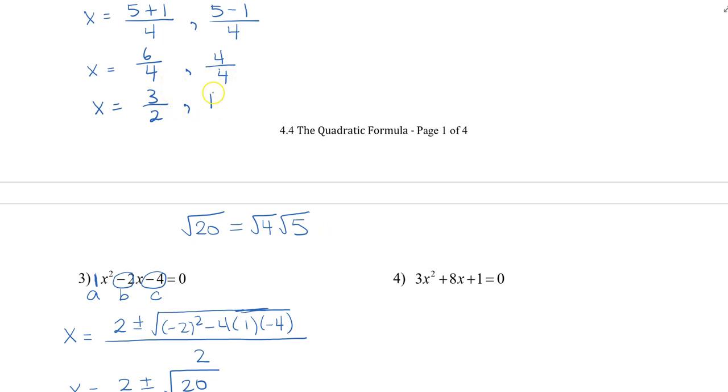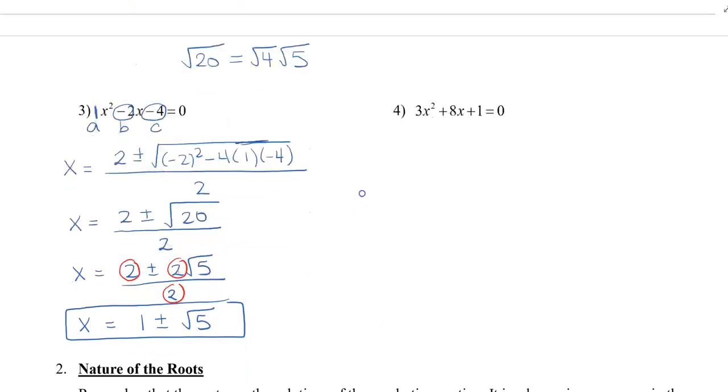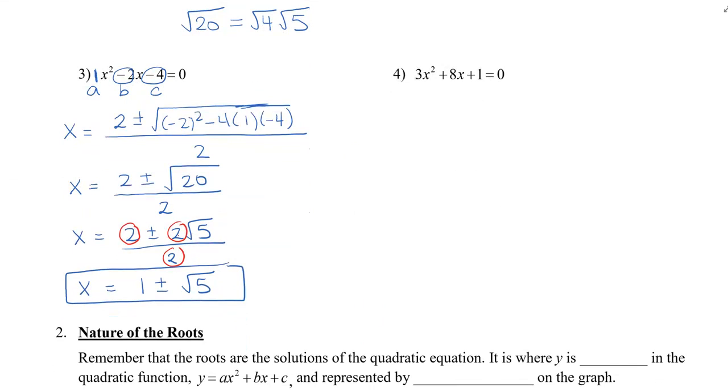So I actually found the numbers. But when the number is a radical, we don't have to separate them, and we can leave the plus or minus sign in the middle to show that we do have both of them.